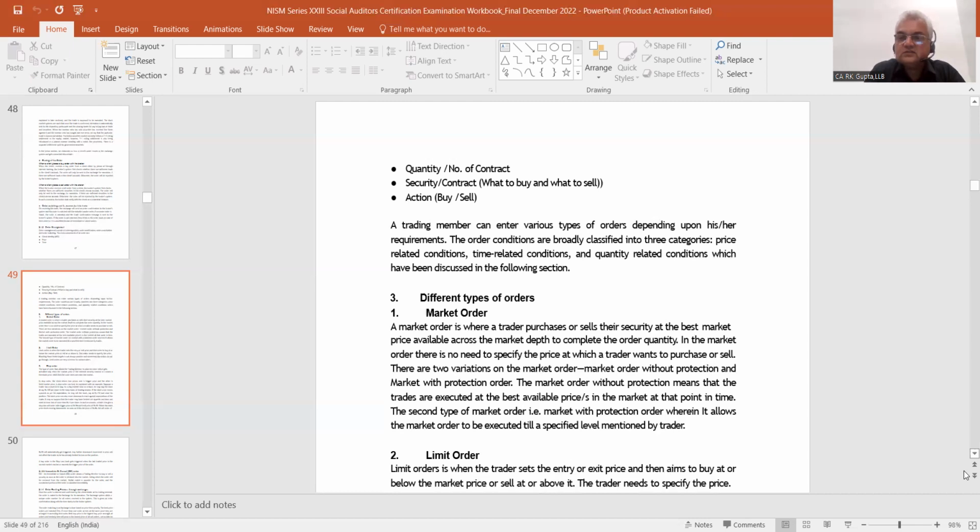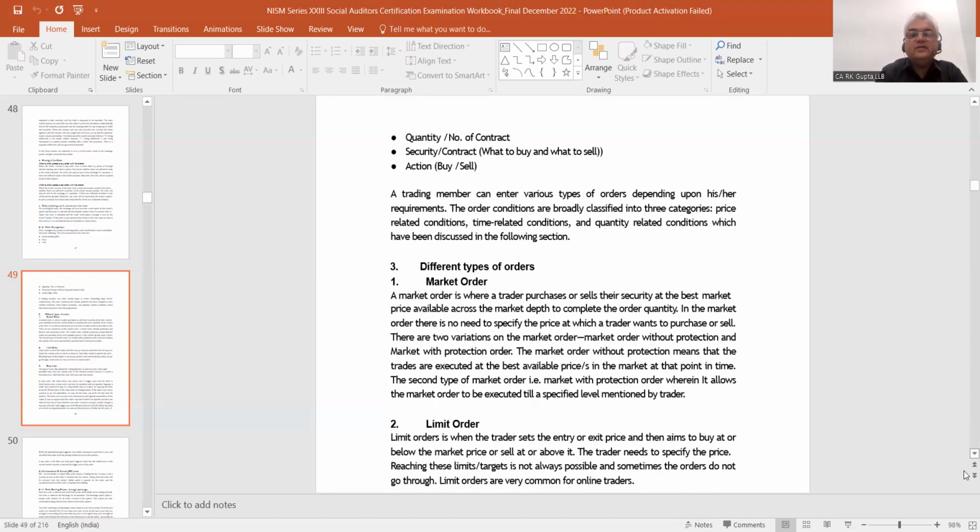Market order without protection, that you buy or sell at whatever price is available, and market with protection order. The market order without protection means that the trades are executed at the best available prices in the market at that point in time. And everything is online, so everything is visible, there is transparency. The second type of market order, that is market with protection order, allows the market order to be executed till a specified level mentioned by the trader. So there are two types of market order: without protection and with protection.